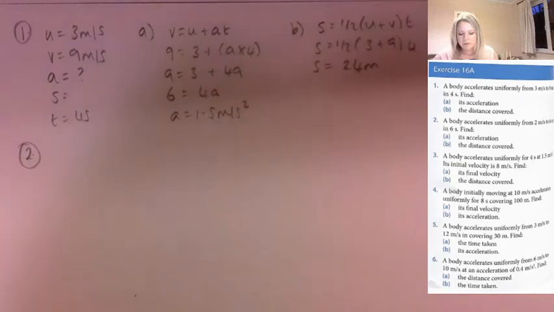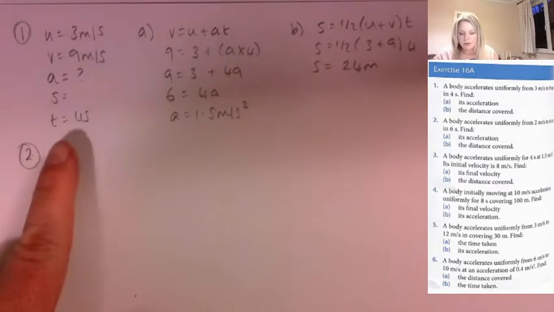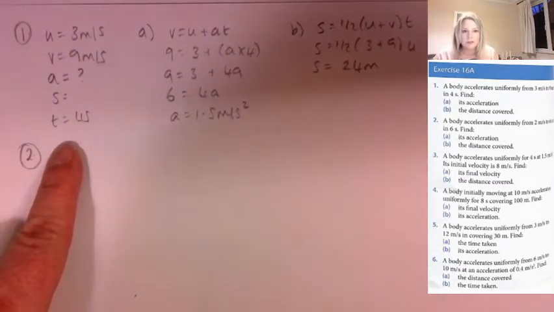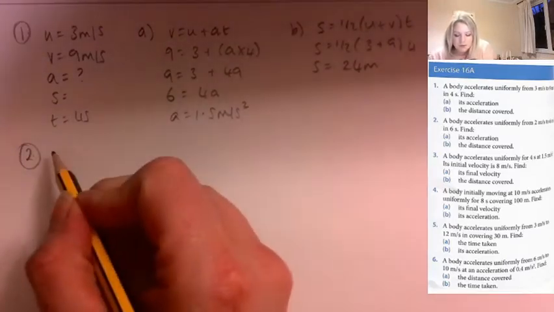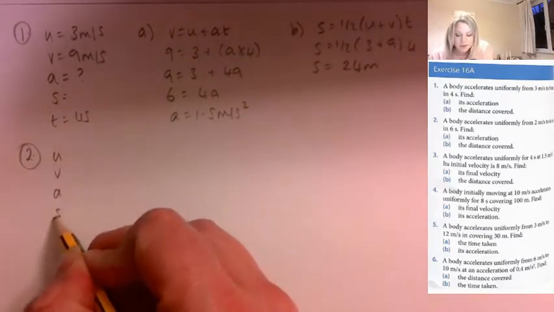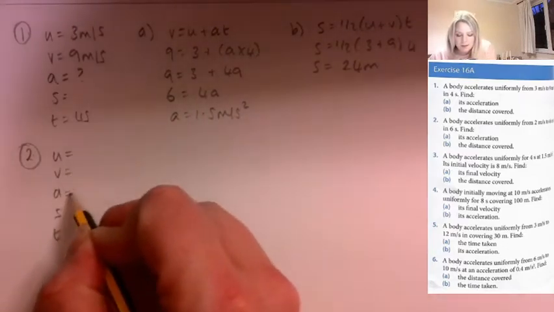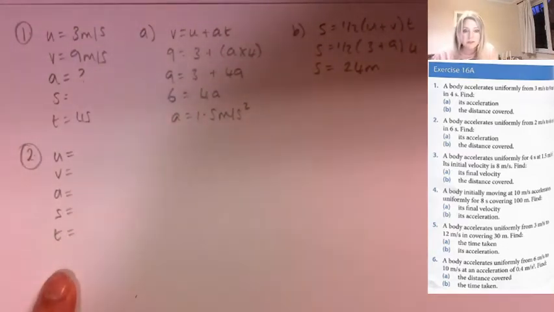So I'm just going to go through exercise 16a from our last lesson. In that I already showed you me doing question 1, so I'm going to start here on question 2. Before I've even read this question, I know I'm going to be making my UVAS list, and then as I'm going through the question I'll fill in the values.